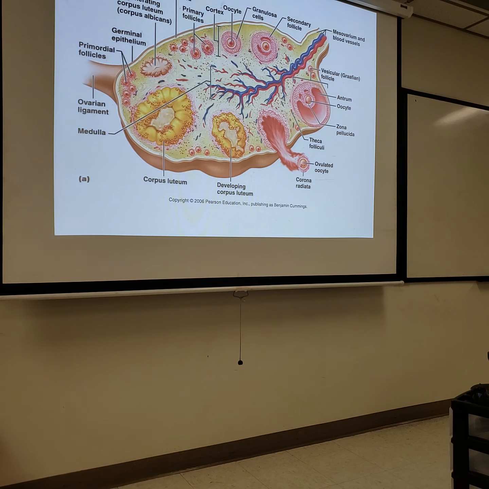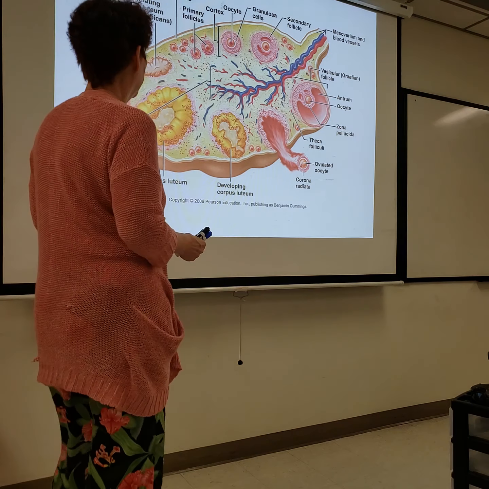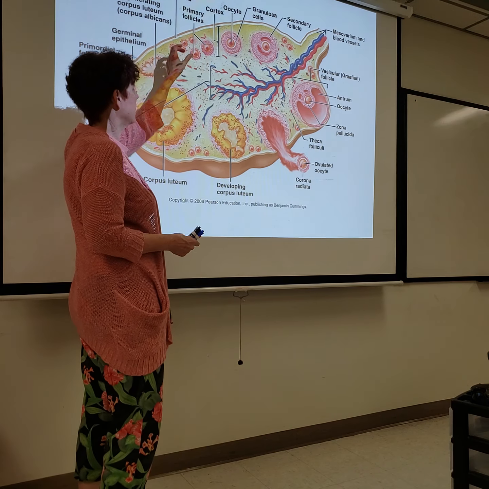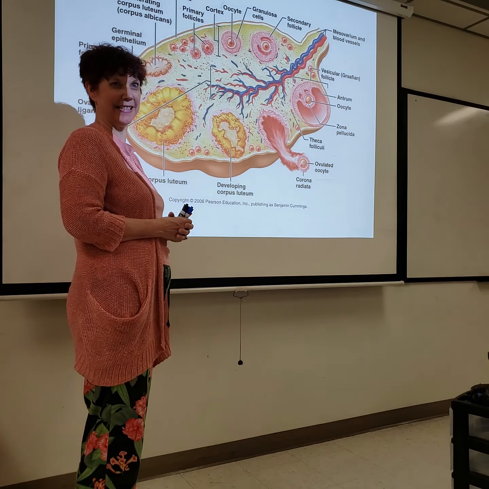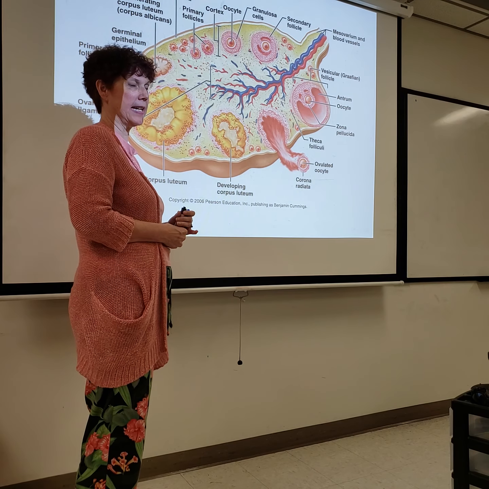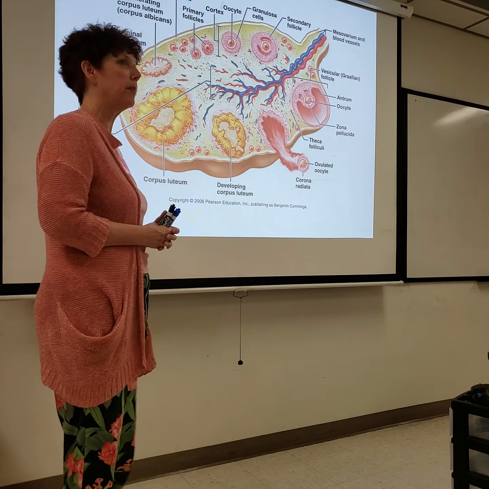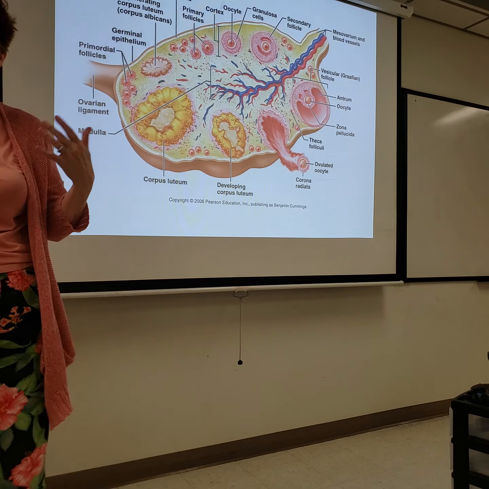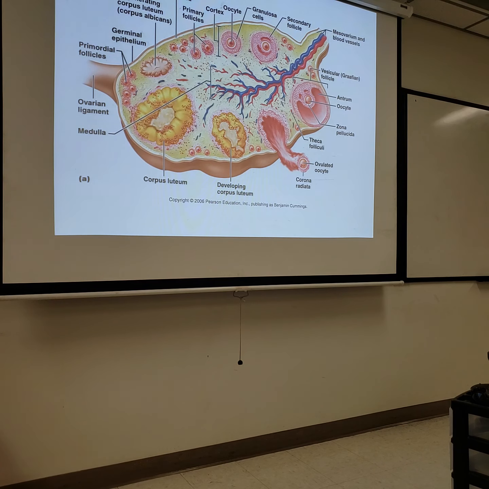So you can see that the internal structure of the ovary is very different than the internal structure of the testis, with the absence of the seminiferous tubules. So when the girl is born, her egg cells are primary oocytes, and they remain as primary oocytes until she reaches puberty, and then one or two will mature and be released as a secondary oocyte.